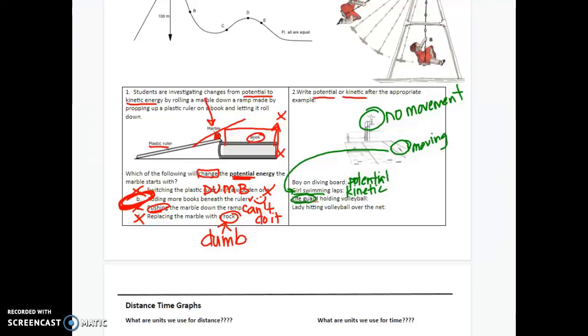All right, lifeguard holding the volleyball. He's just simply holding the volleyball, not moving. No movement means all potential. The only way to have any kinetic at all is with movement. And then the lady hitting the volleyball, well, you're hitting something, you're moving, so that is definitely kinetic.